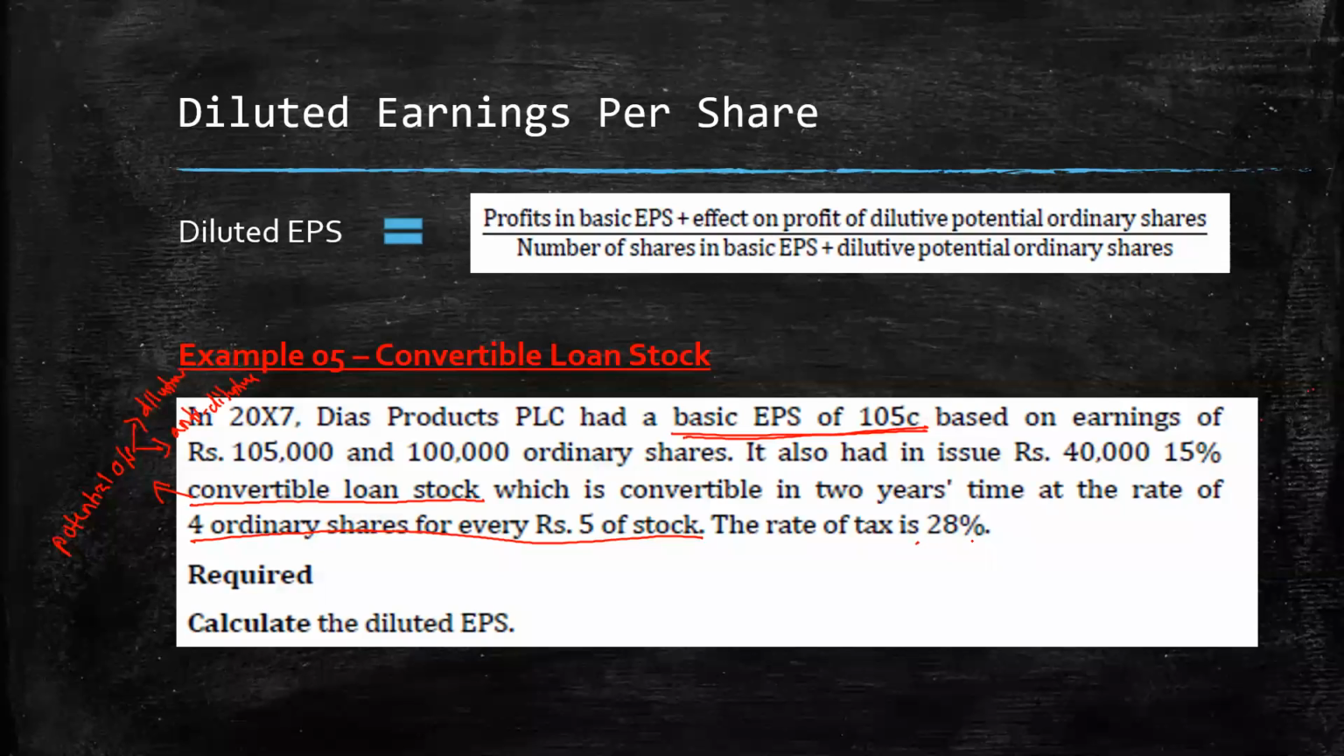The applicable tax rate is 28%. So we need to calculate the diluted earnings per share, right? So I will have the figures here. First of all, we need to determine whether this potential ordinary share is dilutive or anti-dilutive. How to decide? We need to compute the impact on EPS: what will happen to our profit figure and what is the impact on our number of shares? This one we need to determine.